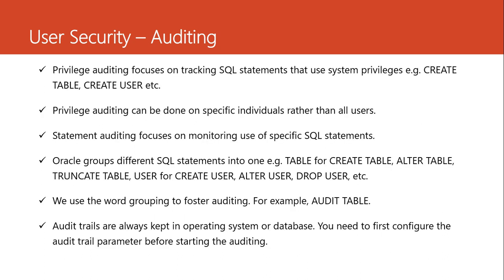Apart from object auditing, we also have what we call privilege auditing. With privilege auditing, it focuses on system privileges. Whenever we use system privileges, we can decide to audit the use of system privileges. We have just looked at them in the previous session. Things like creating tables, creating users, altering users, etc. The difference between privilege auditing and object auditing is that privilege auditing can be done on specific user accounts rather than all users. The final one is statement auditing.